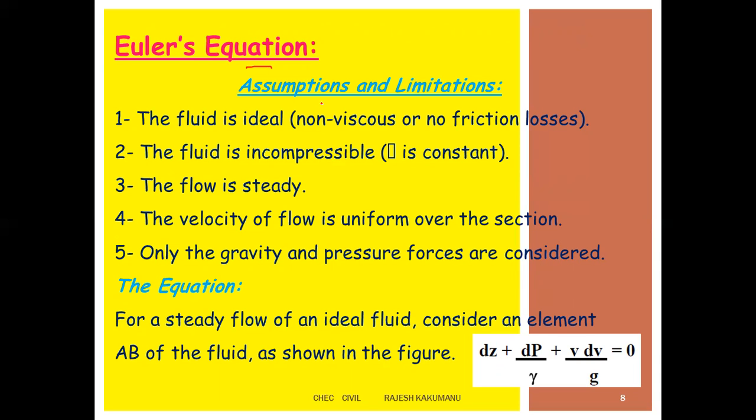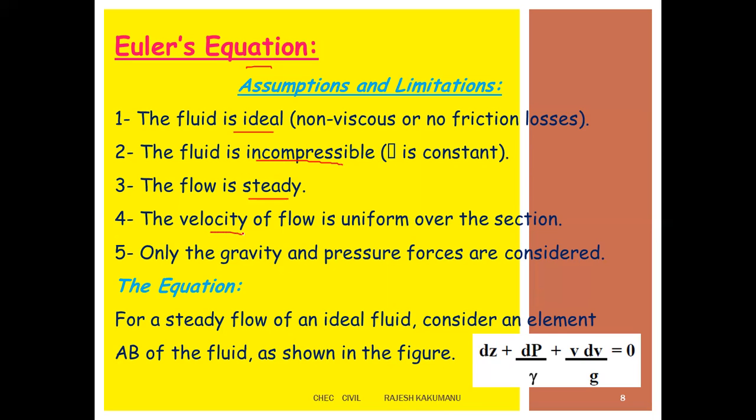Coming to Euler's equation, what are the assumptions and limitations? Euler's equation says that the fluid is ideal, meaning it is non-viscous with no friction losses. Next, the fluid is incompressible, that is, the density is constant. That is the second assumption. Third, the flow is steady.